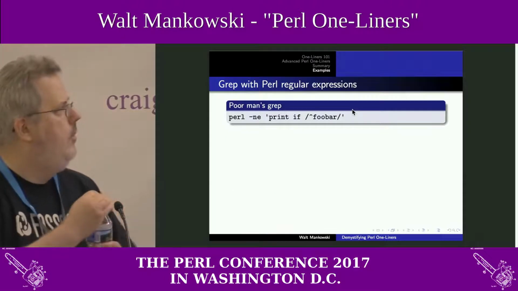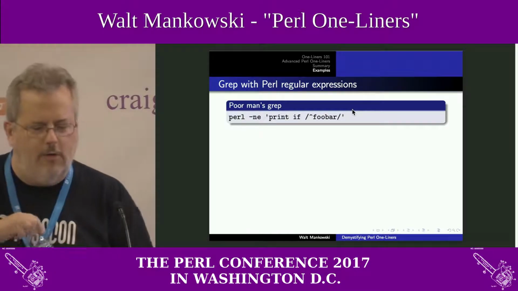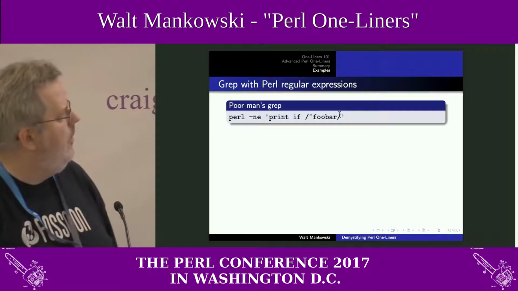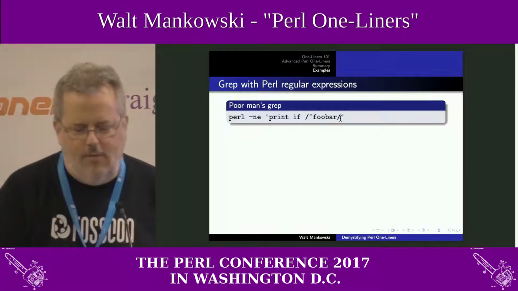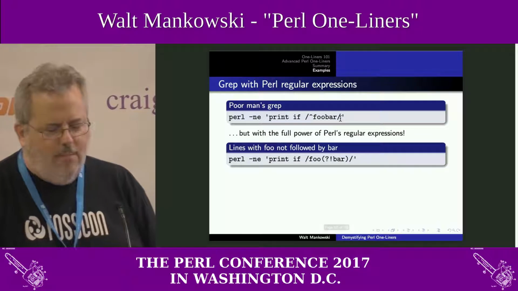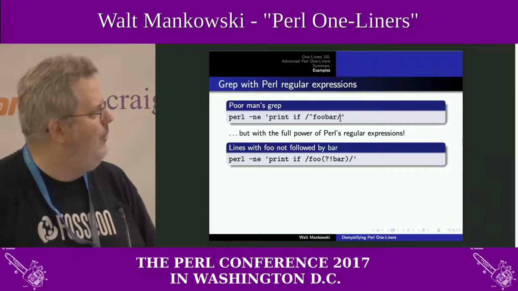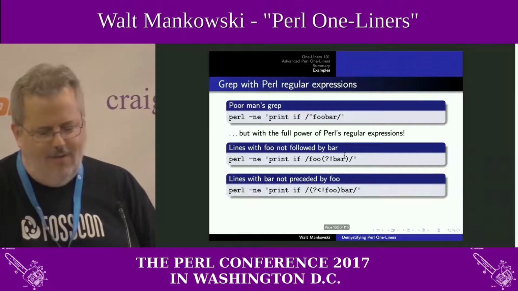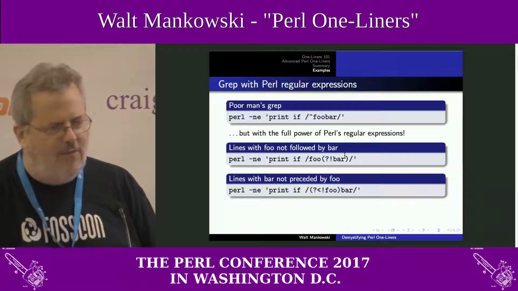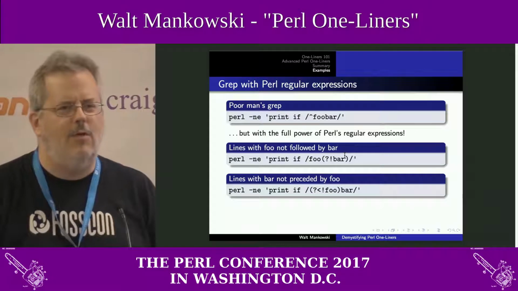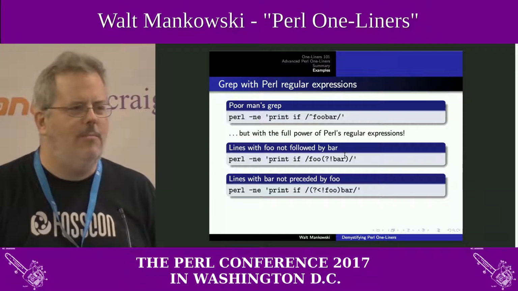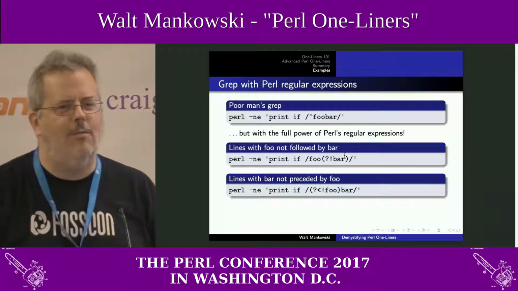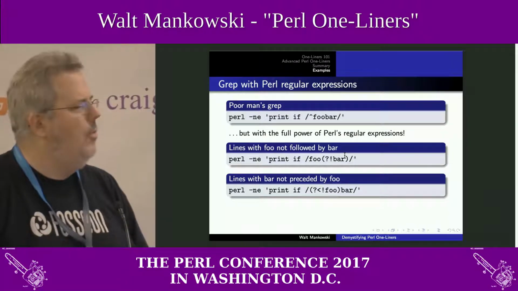So you can also grep with Perl regular expressions. Of course you can do this poor man's grep just with this, and it's going to print out all the lines that start with foobar, right? But now you can get grep with the full power of Perl's regular expressions, so you can do lines with foo not followed by bar, and bar not preceded by foo. I think somebody wrote a version of grep that uses Perl regular expressions. But if you don't have that installed, and if you're like me, you can't even remember the name of it, you can do it all from Perl.